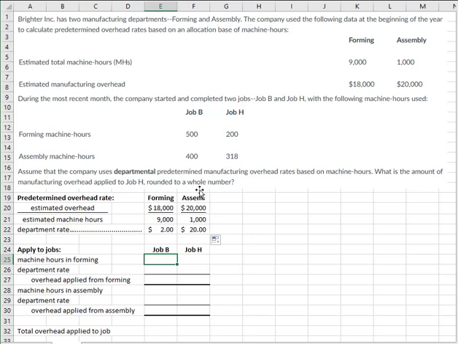So job B, for instance, now has actual machine hours in forming of 500 and 400 hours in assembly. And we need to assign overhead to that job. So the departmental rate in forming is $2, and the departmental rate in assembly is $20. That's a pretty big difference.